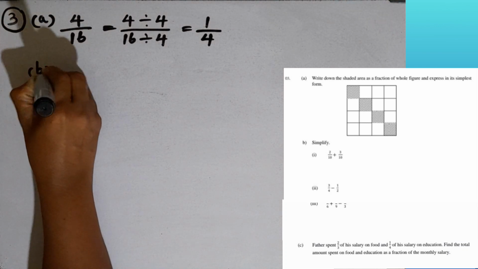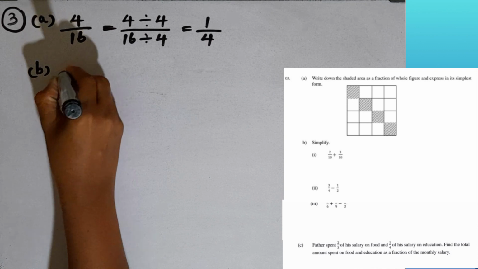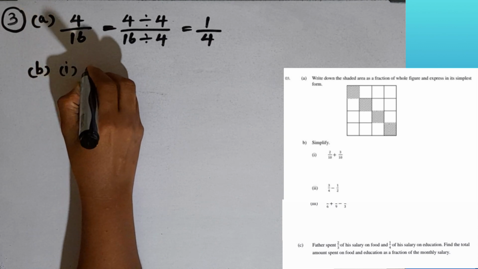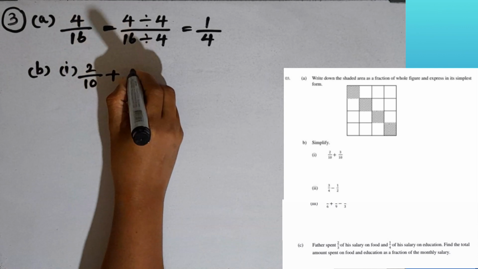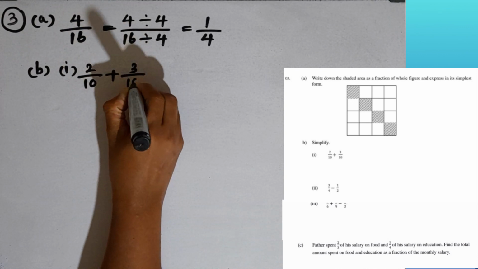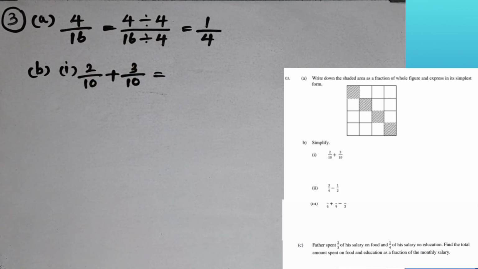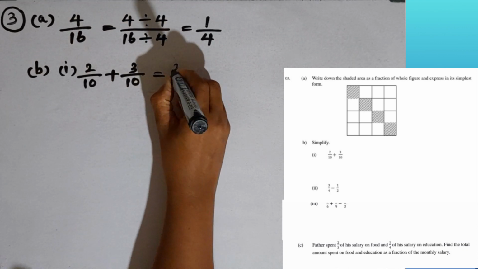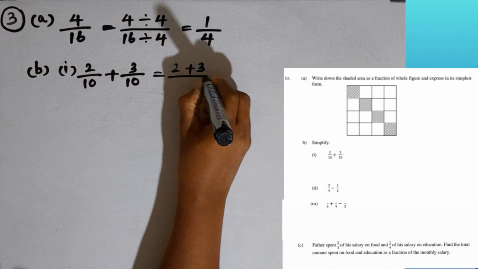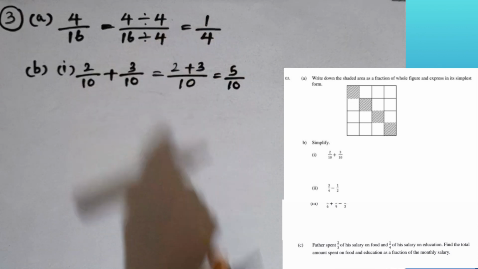Then part B, we are given these fractions to simplify. First one, 2 over 10 plus 3 over 10. As the two denominators are equal here, we can add the two numerators. 2 plus 3 over 10. Then the answer is 5 over 10.